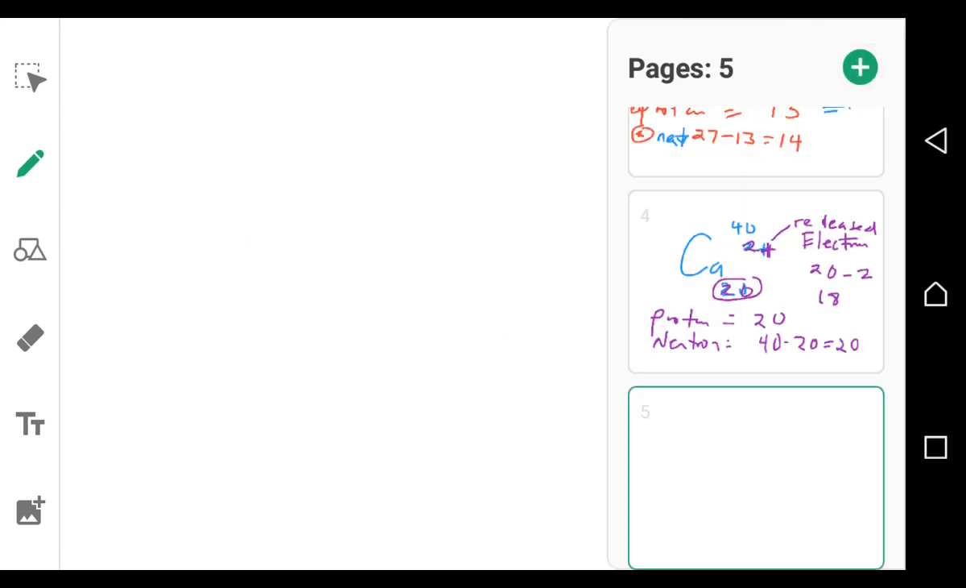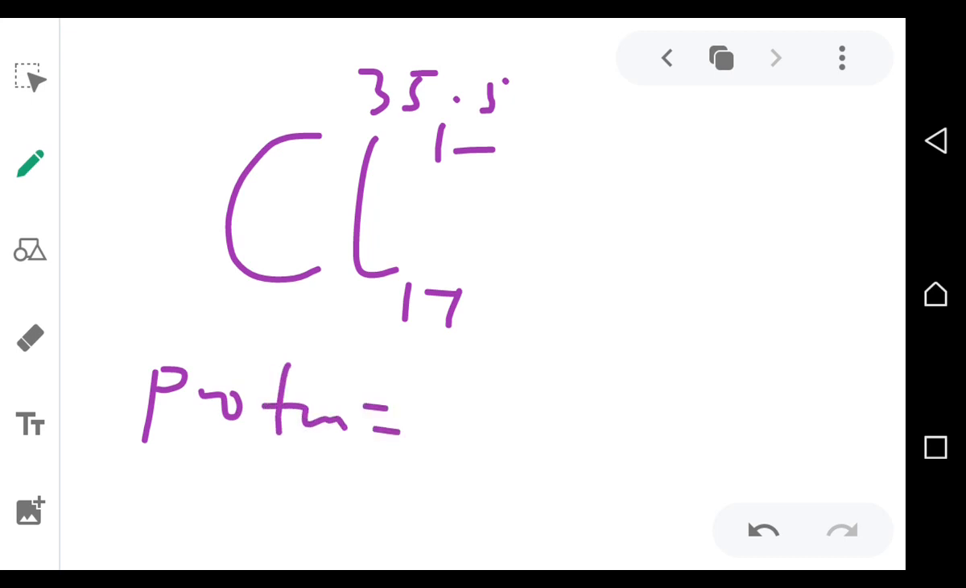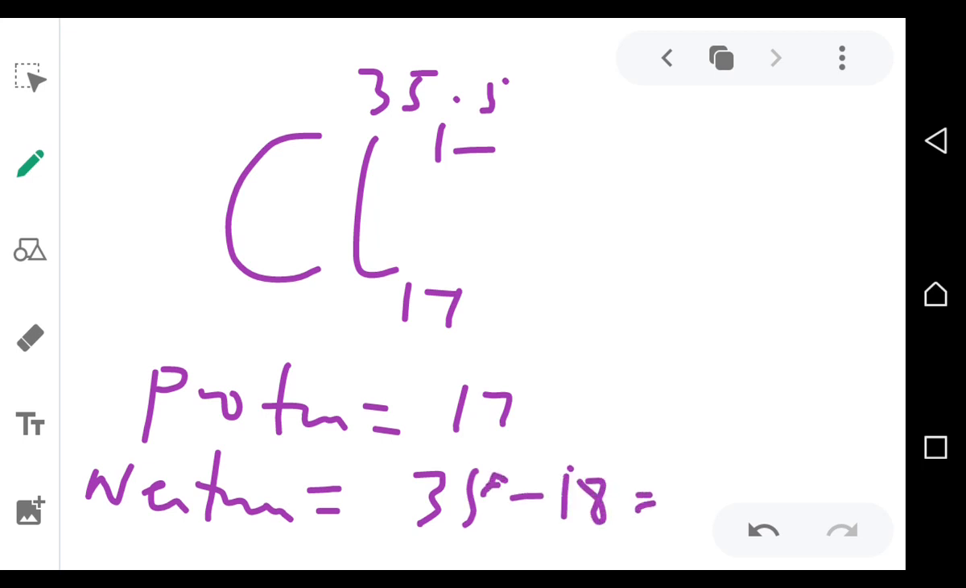What about when it's negative? Maybe let's say chlorine. Chlorine is 1-. Here it's 35.5, and here it is 17. How many protons do we have in this chlorine? Protons we have, it is 17. Neutrons, it is 35 minus 17, since it's 17 down. I don't use 0.5, I just take 35. So the neutrons are 18.